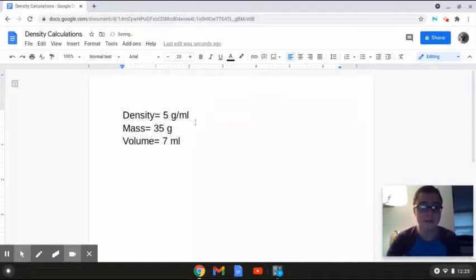So, the answer for this problem for the density is 5 grams per milliliter, because if we take a look, the mass is measured in grams, and volume for this problem is measured in milliliters, so if we put them together, it's grams per milliliter. And that is how to solve this problem. So let's move on to the next one.